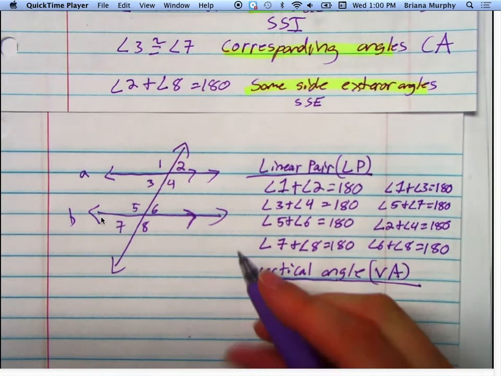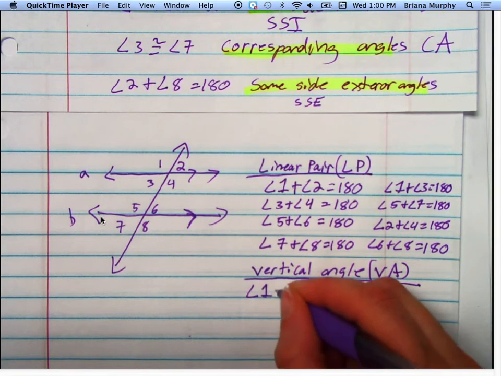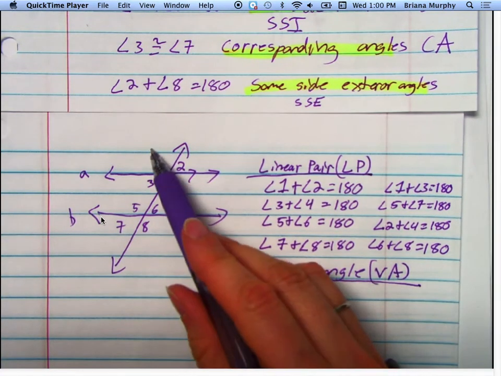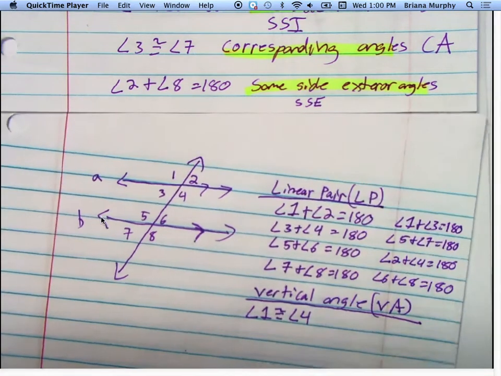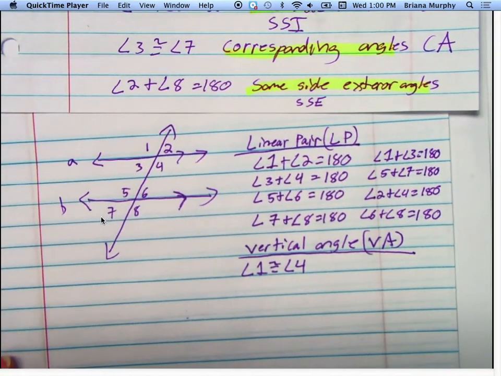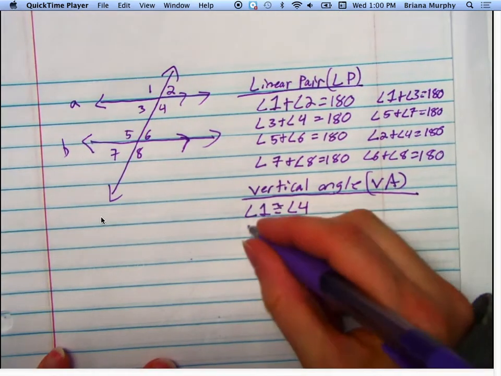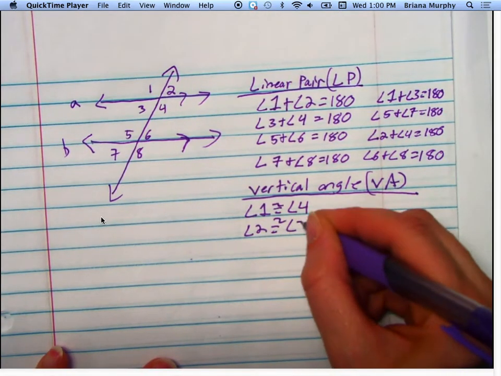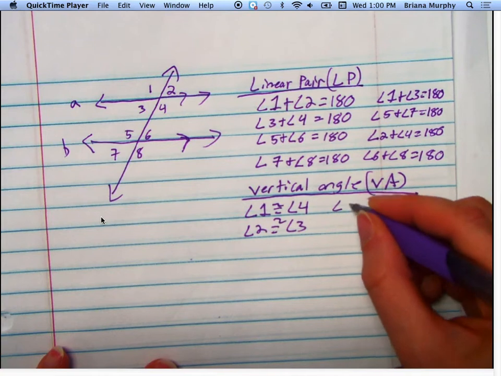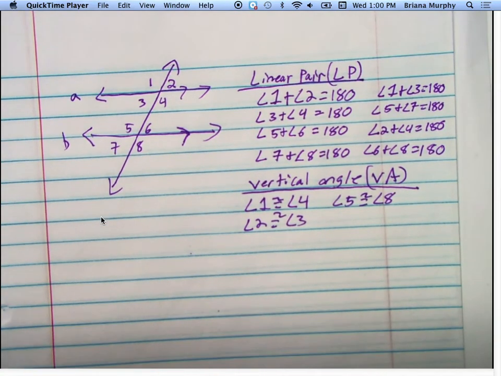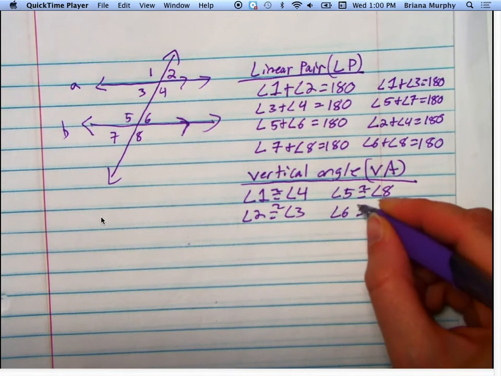Vertical angles are congruent. Angle 1 is congruent to angle 4. Can somebody else tell me another vertical angle? What else are there? Angle 2 and angle 3. Angle 2 is congruent to angle 3. What else? Angle 5 is congruent to angle 8. One more. 6 and 7. Angle 6 is congruent to angle 7.